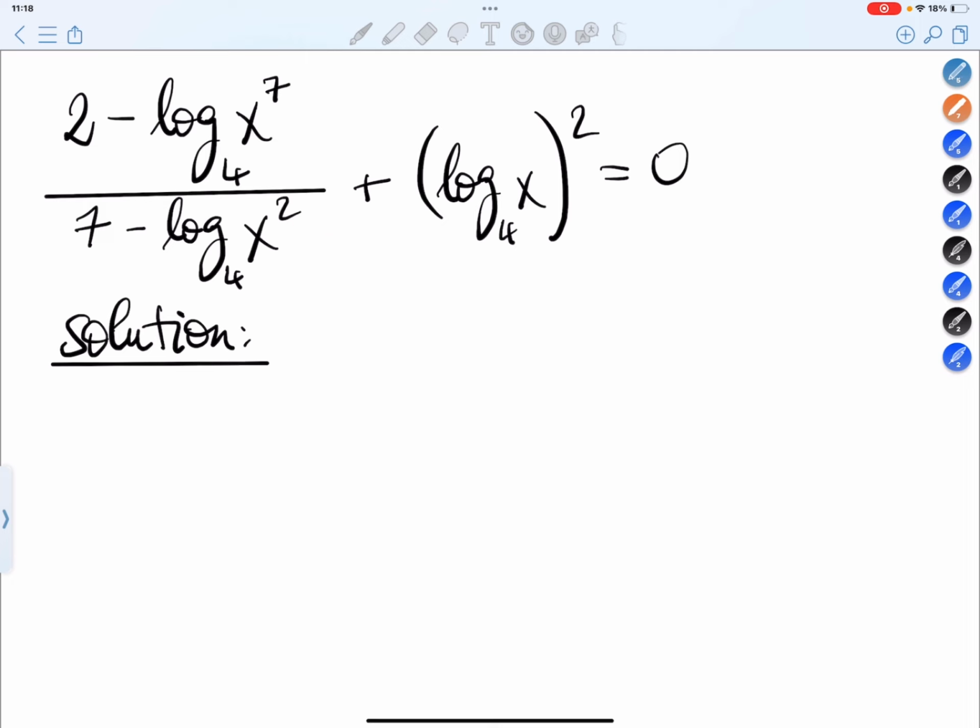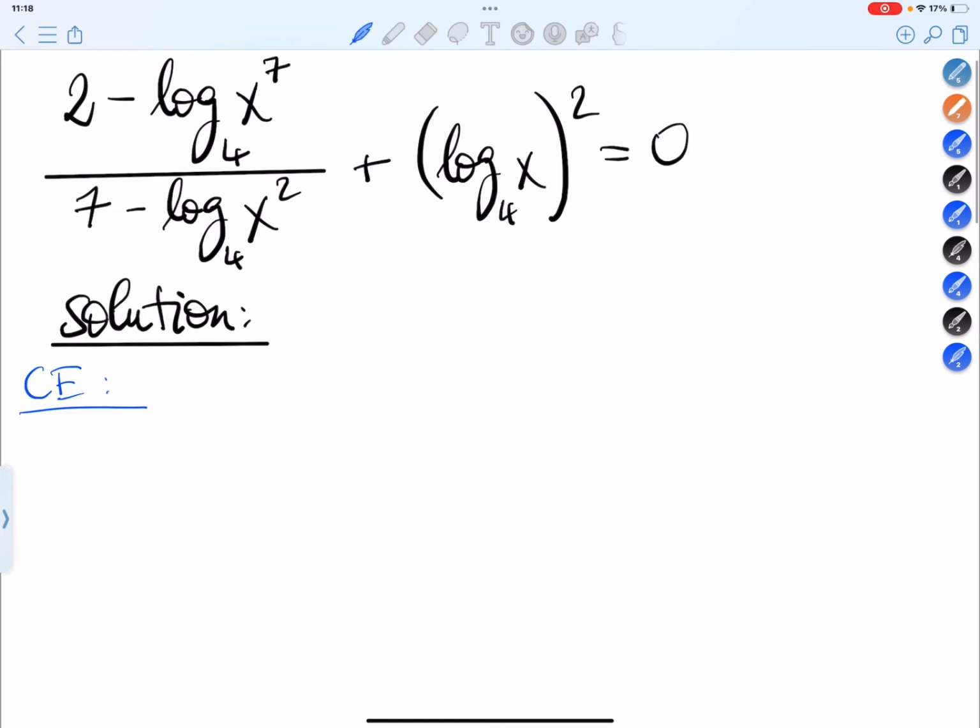So we know that the denominator is always different from 0, right? So we can set the denominator being different from 0. Also, we know that when we have log, the base must be greater than 0, right? So let's put the conditions of existence. So for the equation to exist, 7 minus log base 4 of x squared must be different from 0.